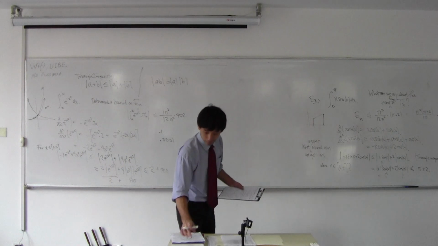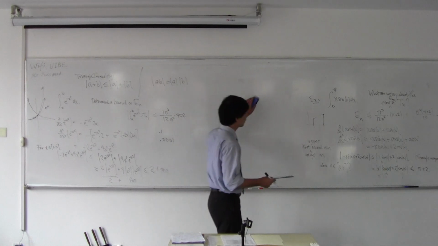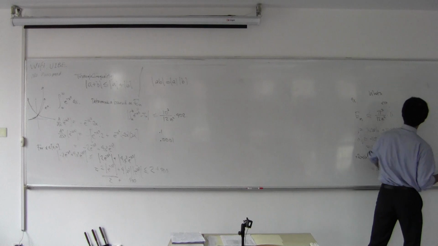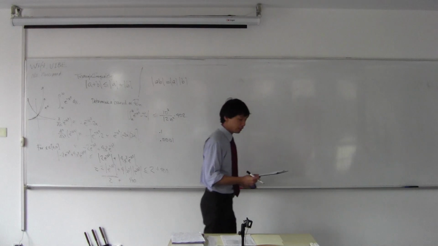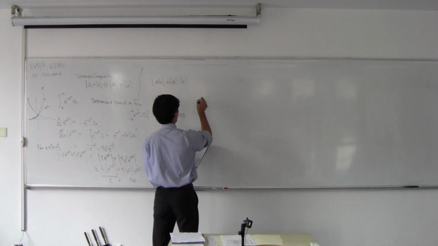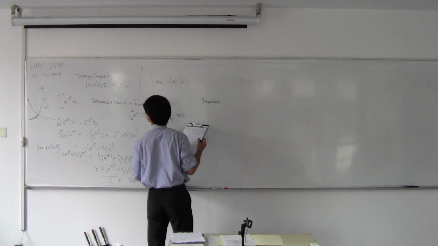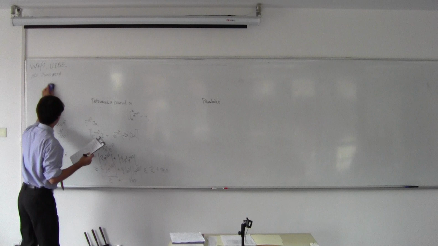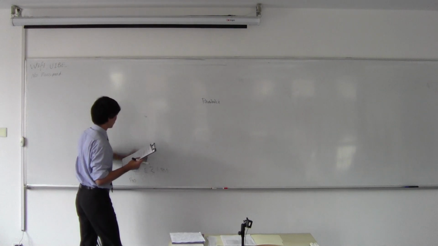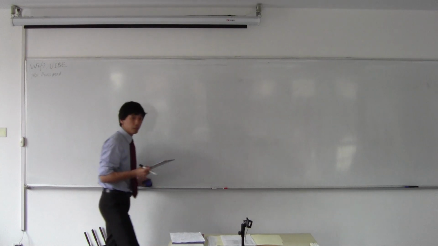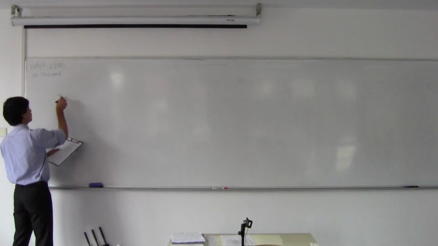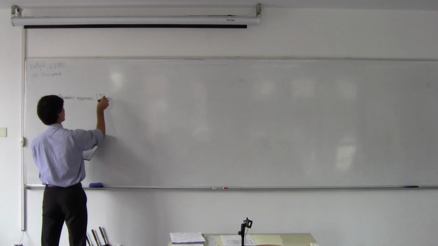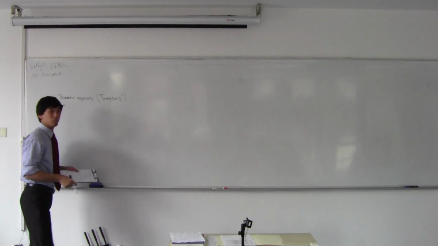Okay, so there's another kind of approximation called parabolic approximation, also called Simpson's approximation, after the person who did it.